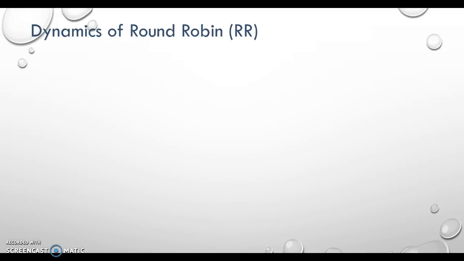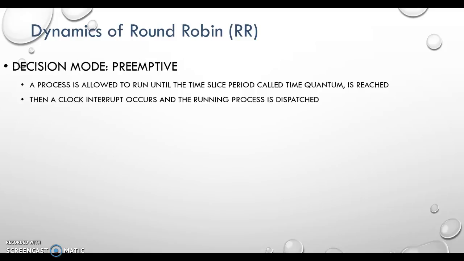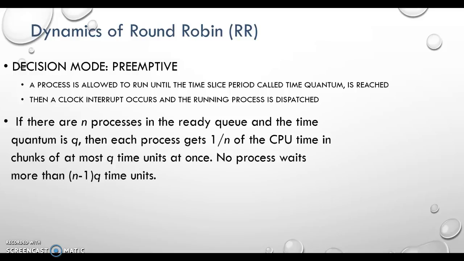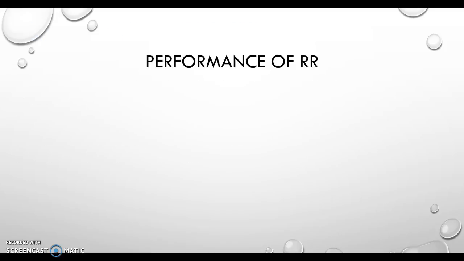The dynamics of round-robin. The decision mode is preemptive here. A process is allowed to run until the time slice period, called the time quantum, is reached. Then a clock interrupt occurs and the running process is dispatched. If there are n processes in the ready queue and the time quantum is q, then each process gets 1 by n of the CPU time in chunks of at most q time units at once. That is, no process waits more than (n minus 1) q time units.